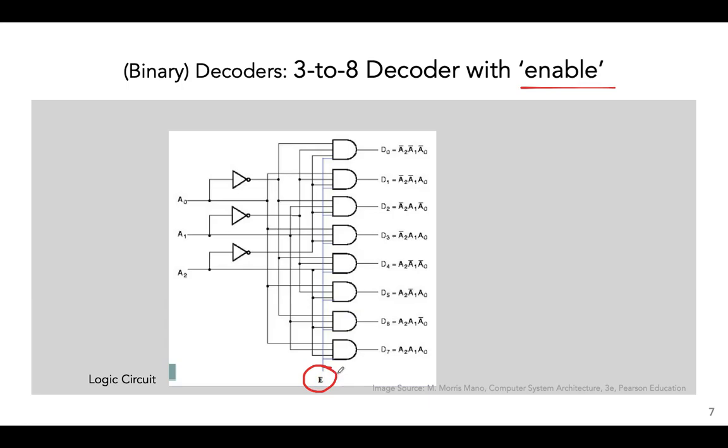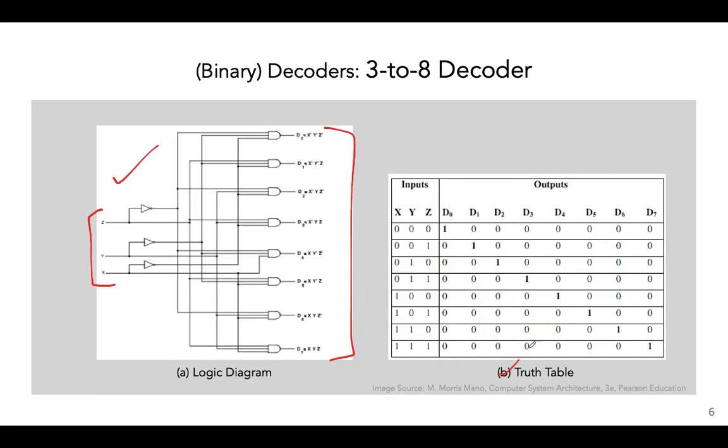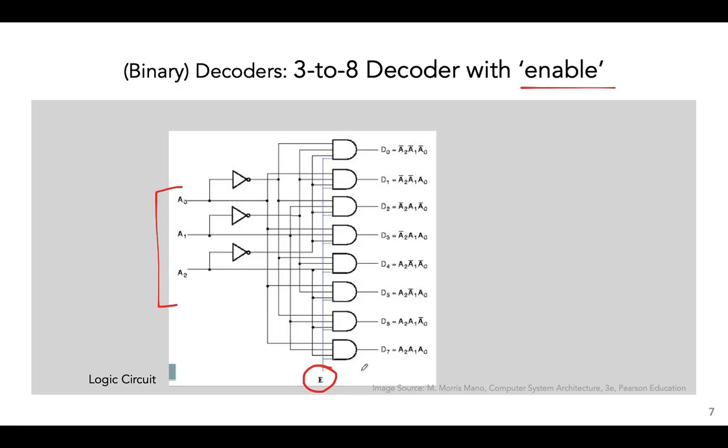As long as E is 0, the decoder is not going to work. You can give any input to it, there will be no output because your decoder is currently switched off. And when E is equal to 1, that means now the decoder is on and it will work. Corresponding to the given inputs, it will produce the desired outputs corresponding to this truth table, but only as long as E is equal to 1. That's the only thing enable does.